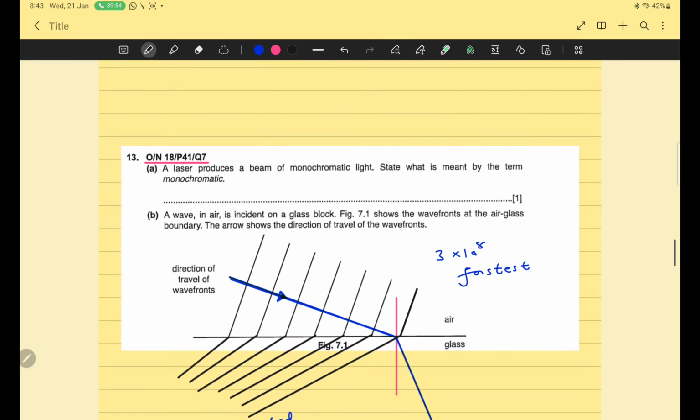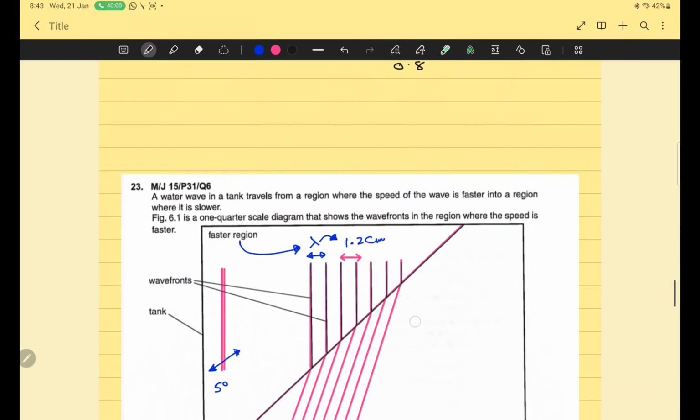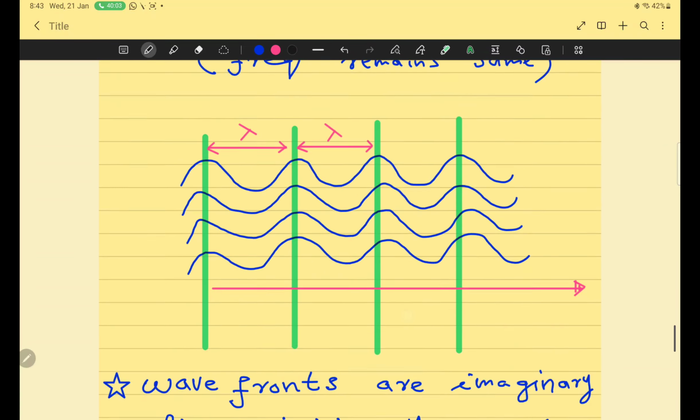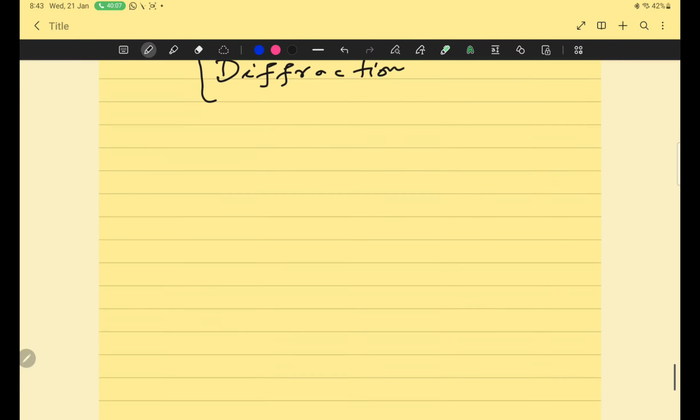In this way we have completed the topic of refraction of water wave and refraction of wave fronts, and now I am going to teach you one more topic that is called reflection. I am starting one more topic, that is reflection.